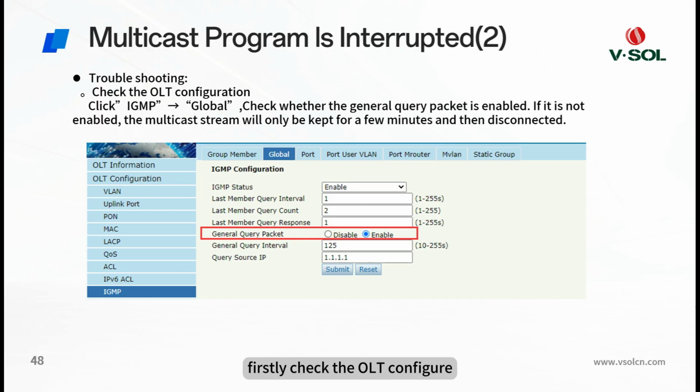Let's check according to our conjecture. Firstly, check the OLT configuration. Click IGMP Global and check whether the general query packet is enabled. If it is not enabled, the multicast stream will only be kept for a few minutes and then disconnected. So, it should be enabled.